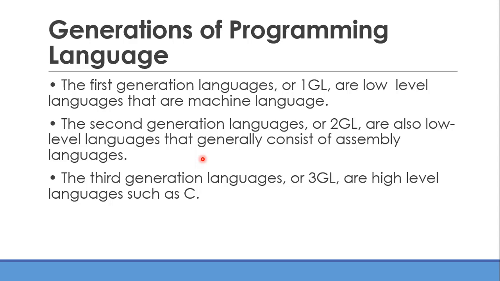These two generations, machine language and the low-level languages, are not something that humans can easily code or understand right away, and we will be learning about it in the next slide. The third generation language, or the 3GL, are high-level languages such as C.